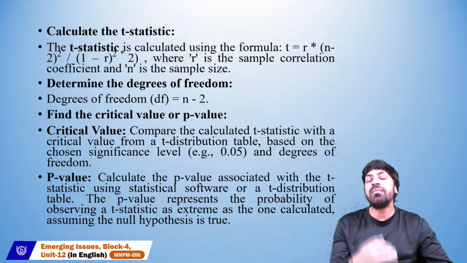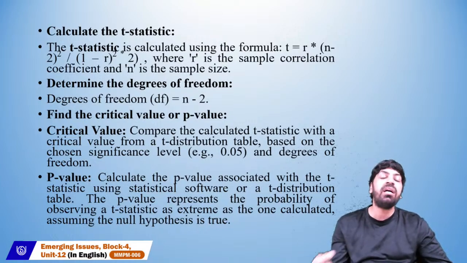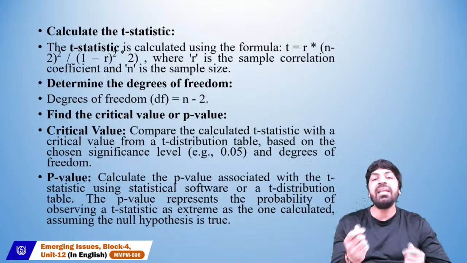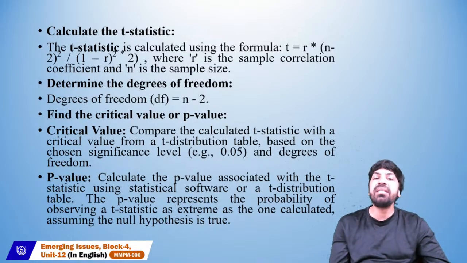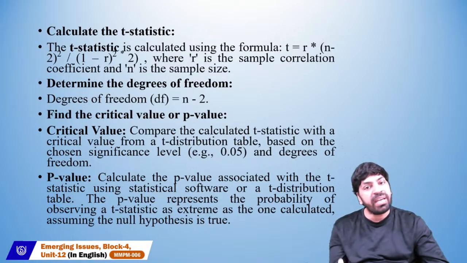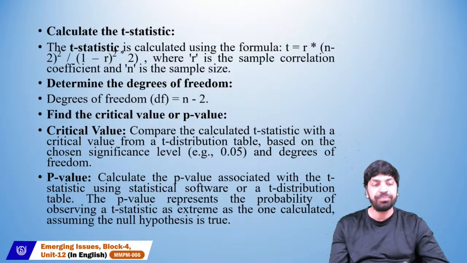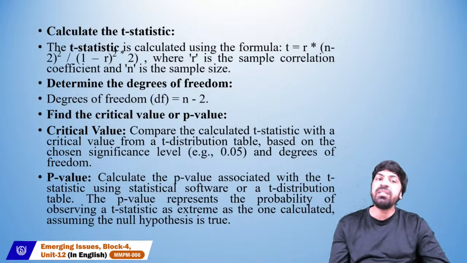The next step is to determine the degrees of freedom. Degrees of freedom, denoted DF, equals n, the sample size, minus 2. As there are two variables, according to the statistical rule under this test, it is n minus 2. Next is to find the critical value or the p-value.